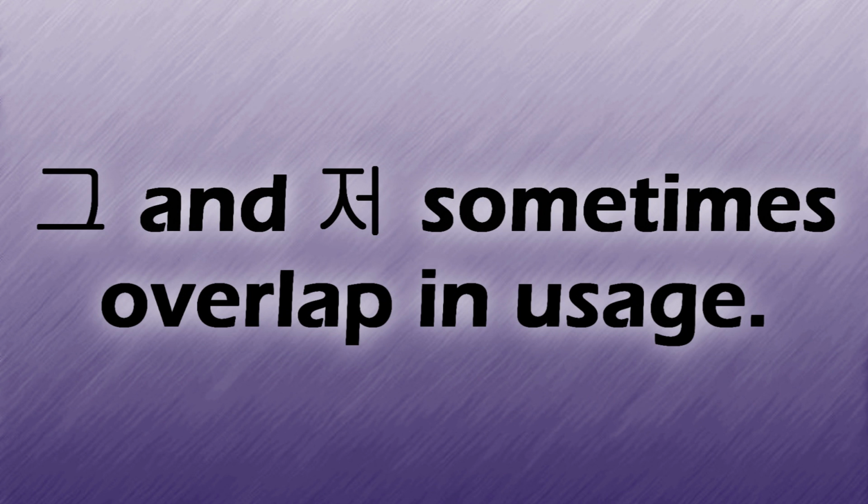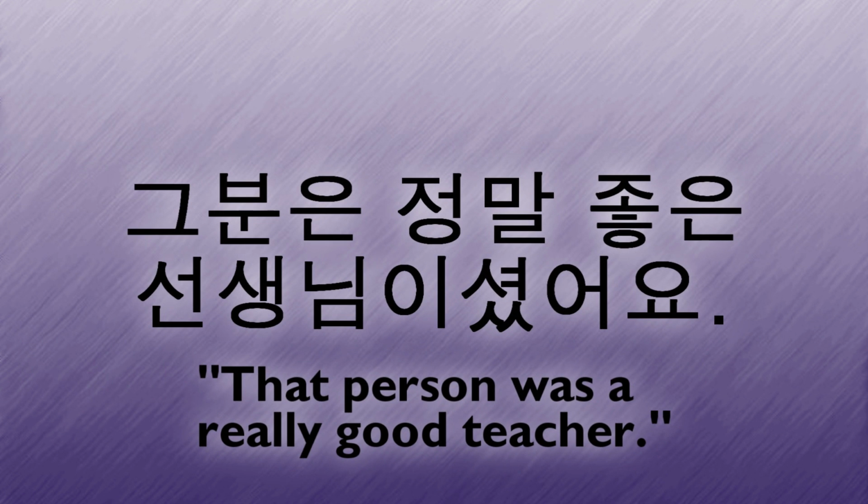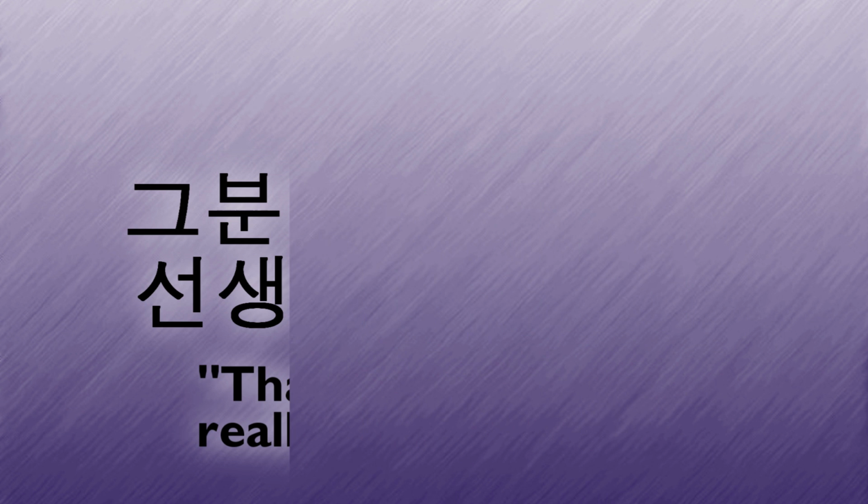Okay, now for something interesting. 그 and 저 actually can overlap in usage, but only in certain cases. Sometimes you'll switch from using 그 to using 저, or vice versa, even when referring to the same thing. 그분은 정말 좋은 선생님이셨어요. That person was a really good teacher. Here, since we use 그, it means that the teacher is somewhere close to the listener, right? Or does it? It doesn't, because 그 can also be used for things that are physically far from both the listener and speaker, if the listener and speaker aren't looking at it when talking about it.